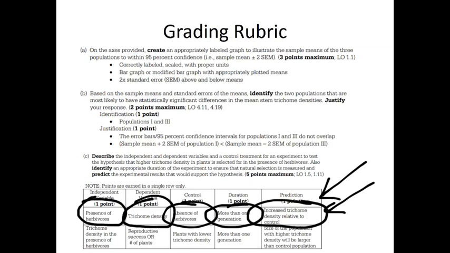So this particular question was worth 10 total points, 3 for part A, 2 for part B, and then 5 down here on part C. And you really only needed to know how to do the statistics on just part B.